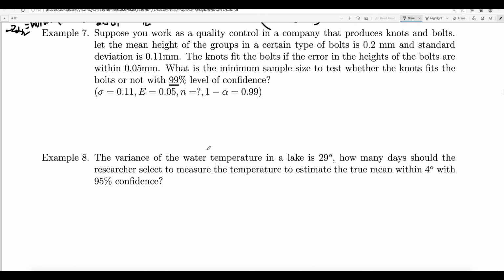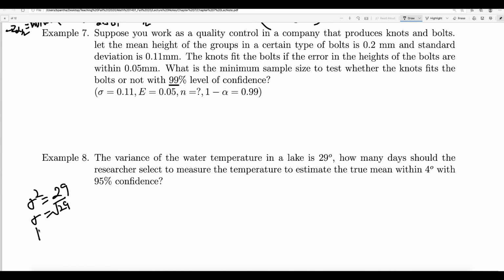So what I'm doing is example number 8. Let me write down the given things first. The variance of the water temperature in a lake is 29 degrees. Variance means sigma square, right? Sigma square is 29. You need to find sigma, which is root under 29. How many days should the researcher select?